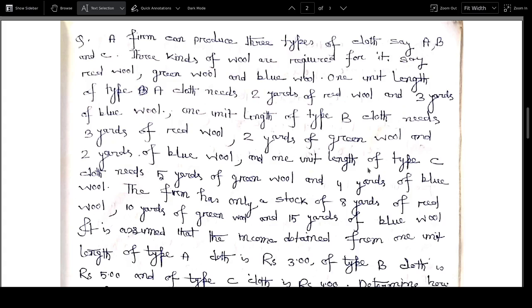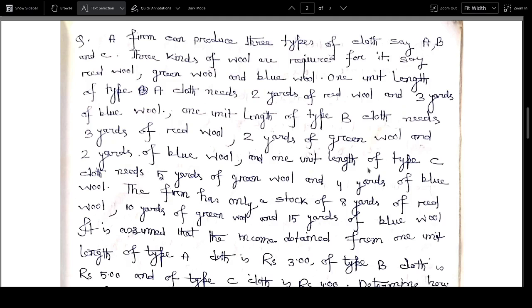Lamp A requires 2 hours of the cutter's time and 1 hour of the finisher's time. Lamp B requires 1 hour of cutter's and 2 hours of finisher's time. The cutter has 104 hours and the finisher 76 hours of time available each month. Profit on one lamp A is rupees 6 and on one lamp B is 11.